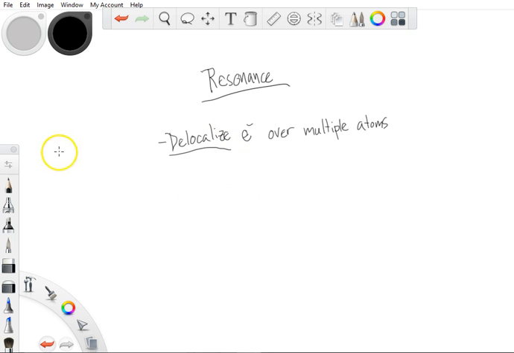There are a couple rules that we're going to want to consider as we go along here. But before we get to those, we want to take a look at an actual example of resonance. One of the simpler examples to utilize is acetic acid. Acetic acid is a carboxylic acid. It's the type of acid found in vinegar.